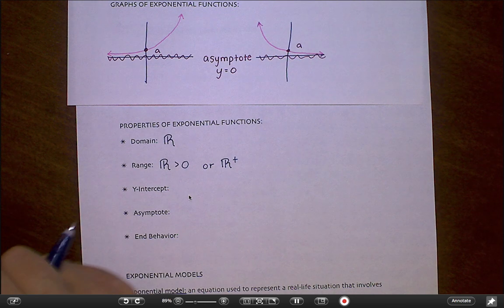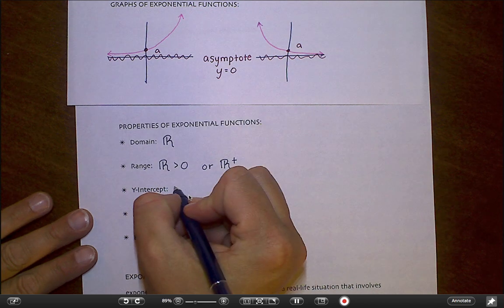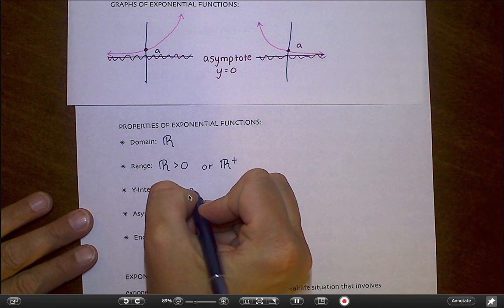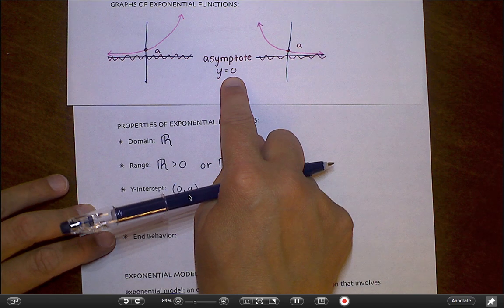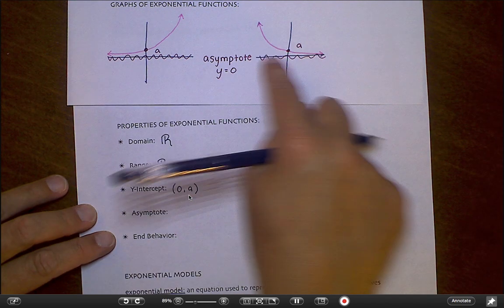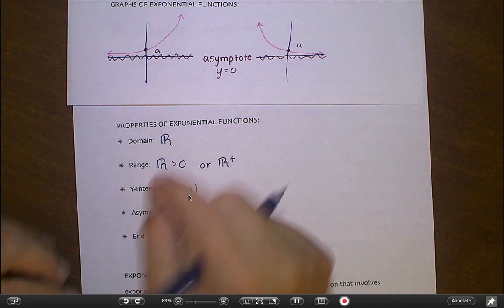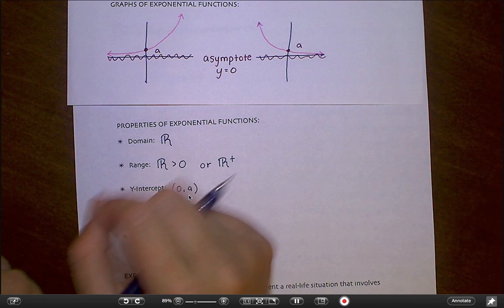The y-intercept we kind of talked about. The y-intercept is always going to be at whatever the a value is. So as a coordinate, that would be (0, a). We also talked about the asymptote. The asymptote is this magic line here that this graph never crosses. It's going to get closer and closer and closer, but it's never actually going to touch it.